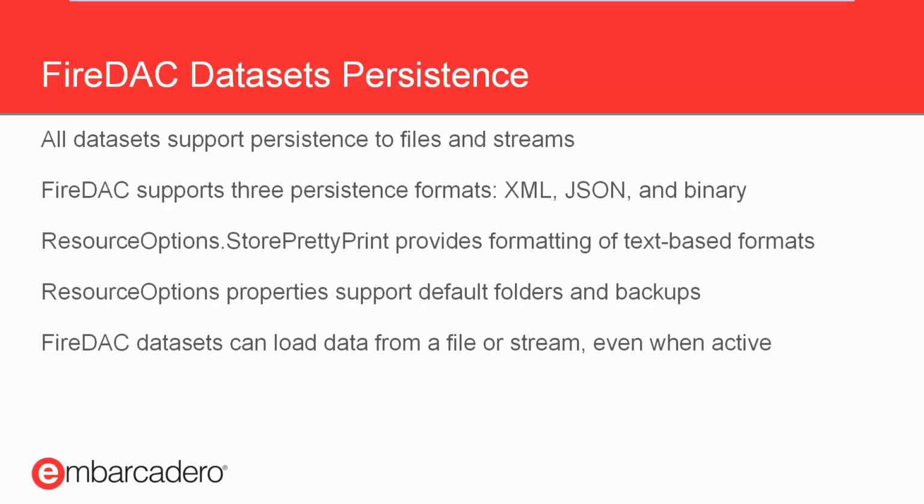There are additional properties that support the persistence. One set of properties, which is inherited from the FD connection, allows you to define the default folder and the default format that you want to store your data in. You can also specify that when you open or close the associated FireDAC dataset, it will read or write from a specific file. That is defined by the ResourceOptions Persistent and PersistentFileName, which allows you to define what the file will be that you'll read from when you open and save to when you close.